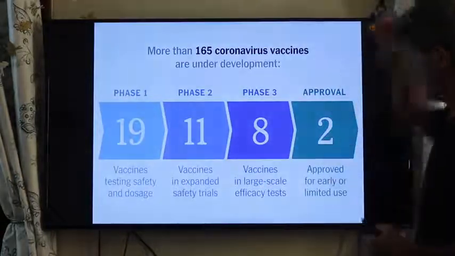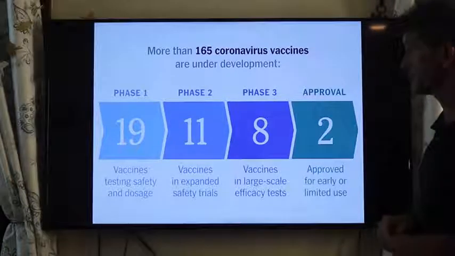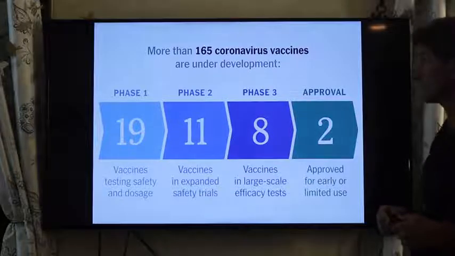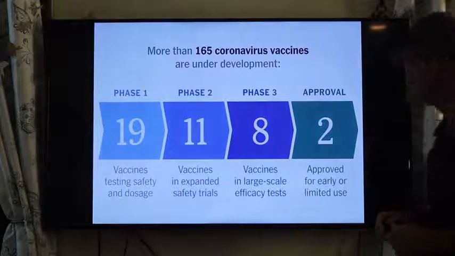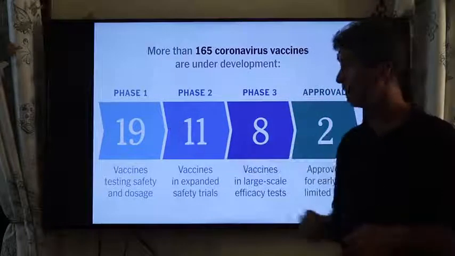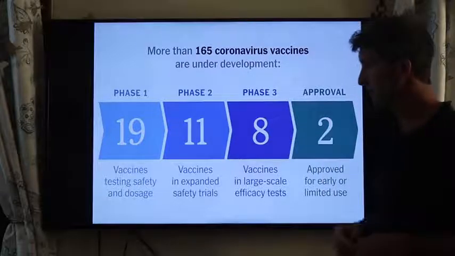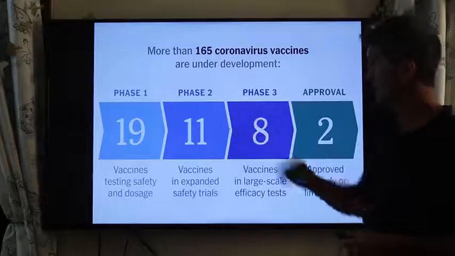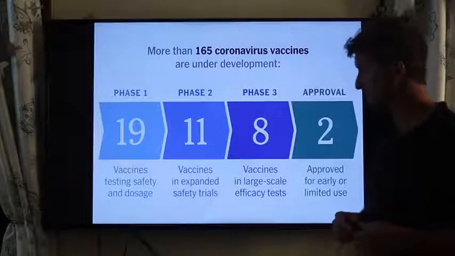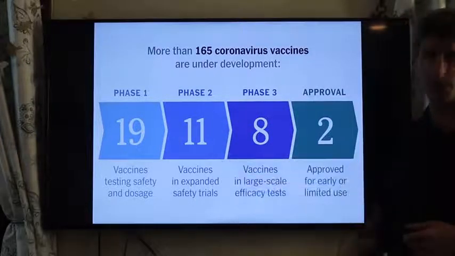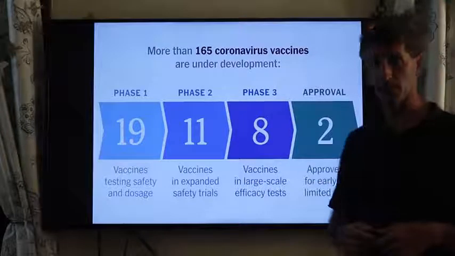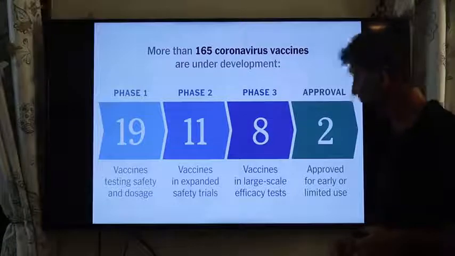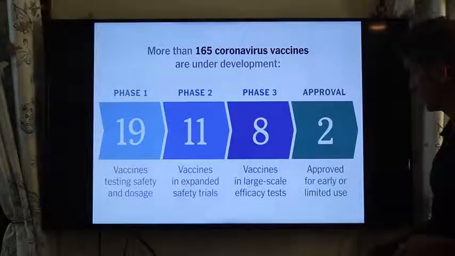So again, when I made this, there were basically 165 different corona vaccines which were under development. 19 of them were in phase 1, so basically they're testing safety and dosage. 11 were in phase 2, basically an expanded safety trial, also trying to look at effectiveness. 8 in phase 3, so there are quite a few here.